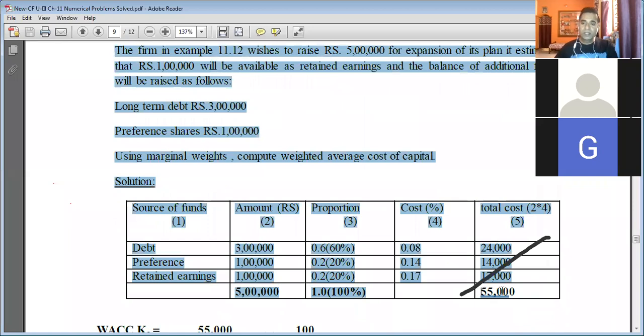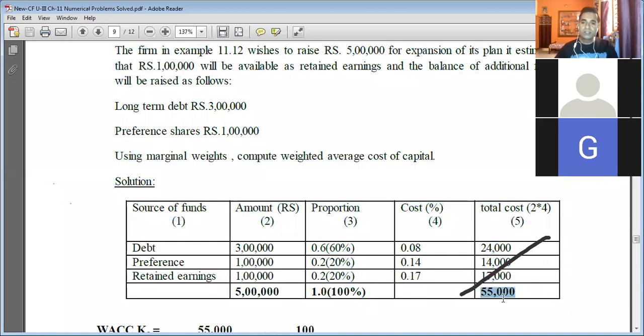At this stage I would like to explain what this means. When I say that to raise the additional capital of 5 lakh rupees the company would incur a cost of 55,000 rupees, it means this 55,000 rupees is nothing but interest paid on debt plus dividend paid on preference shares plus the opportunity cost of retained earnings, which is 17%. So the total 55,000 is the cost of capital.